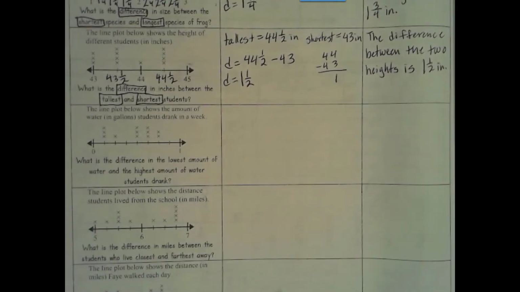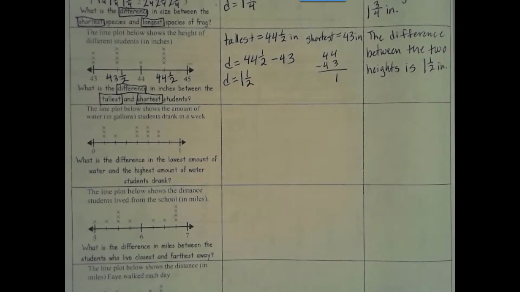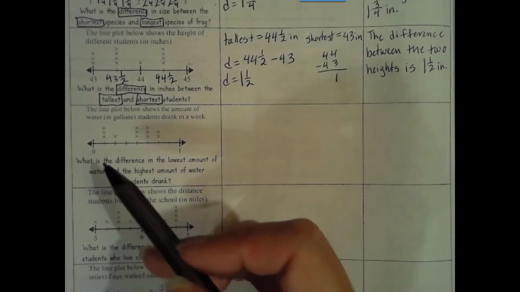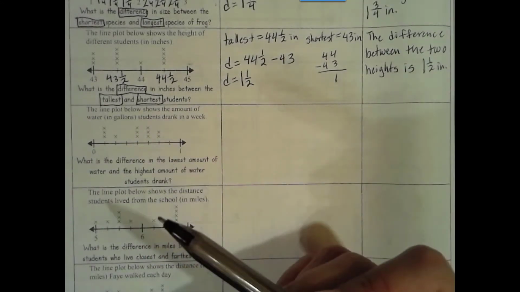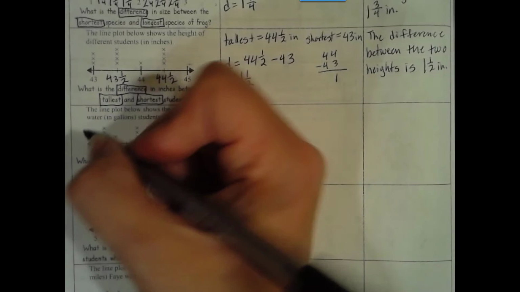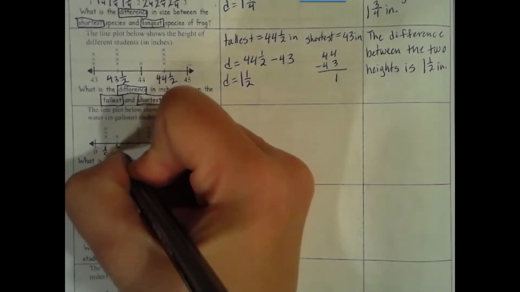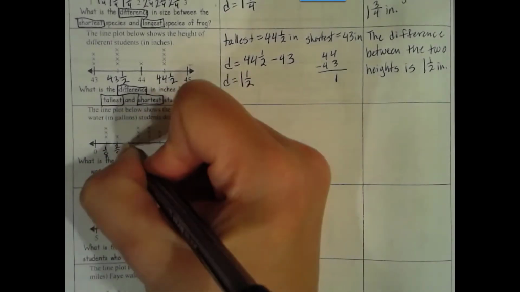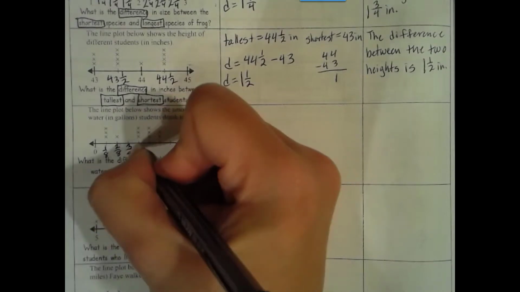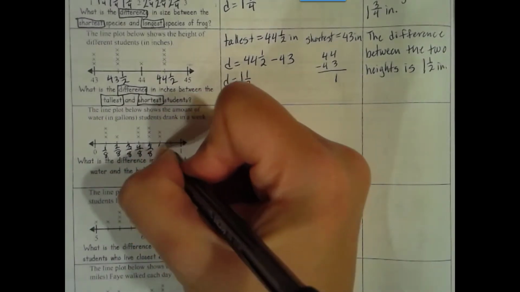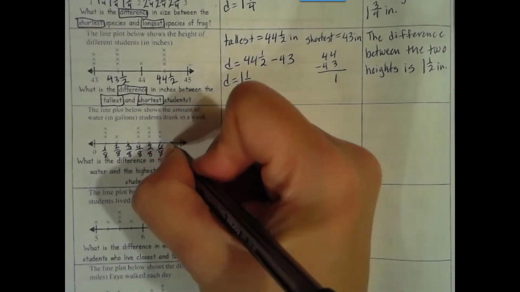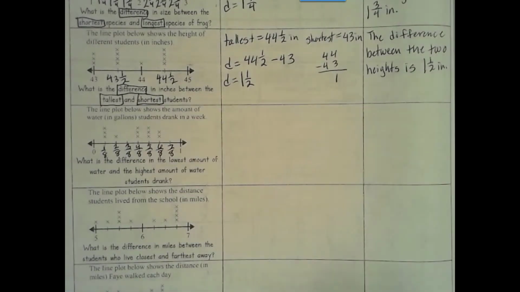The line plot below shows amounts of water in gallons students drank in a week. So this is cut into 1, 2, 3, 4, 5, 6, 7, 8. So we have eighths here. So we have 1/8, 2/8 or 1/4, 3/8, 4/8 or 1/2, 5/8, 6/8 or 3/4, 7/8, and 8/8 or 1 whole.